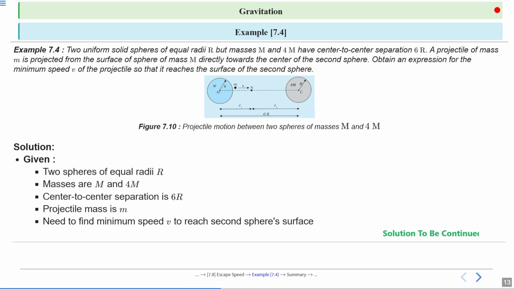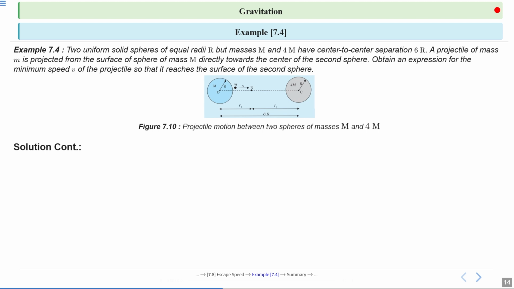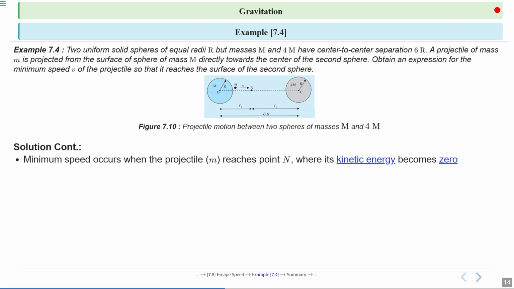Alright, so the minimum speed of the projectile occurs when the projectile reaches a point where its kinetic energy is 0. At this point, all the initial kinetic energy has been converted into potential energy due to the gravitational pull of the spheres.